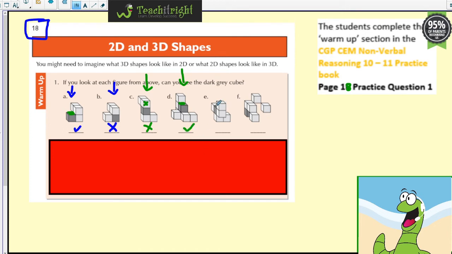This one here, again, I can just see that top face poking out the back, so this would be a yes. And finally, this one here, there's no way for me to see that top face. That's hidden under a block, and so that's a no. So the answers are yes, no, no, yes, yes, no.